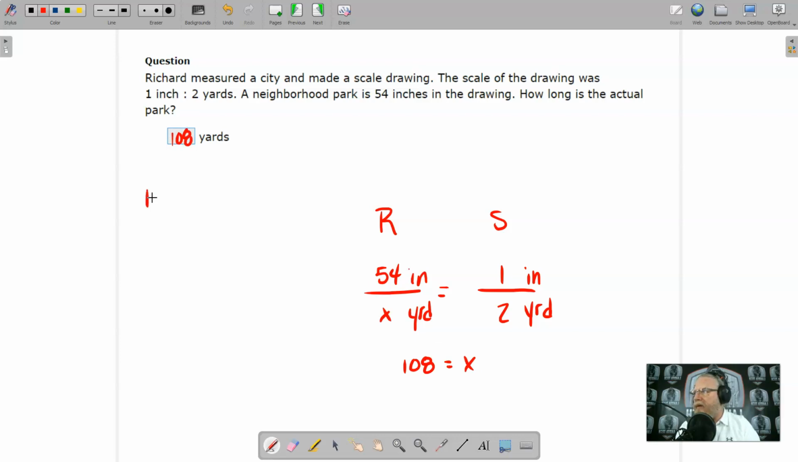If we wanted to do it the other way, we could set the scale up of 1 inch is to 2 yards. And then we could compare that to the ratio of inches they give us, 54. And so it is x number of yards. So we look at what do we do to get from 1 to 54? Well, we had to multiply times 54. And 2 times 54 is indeed 108.